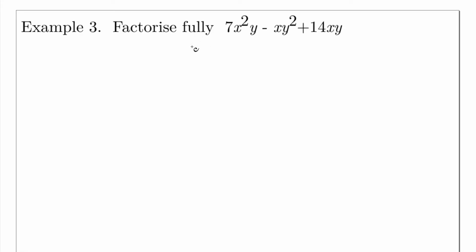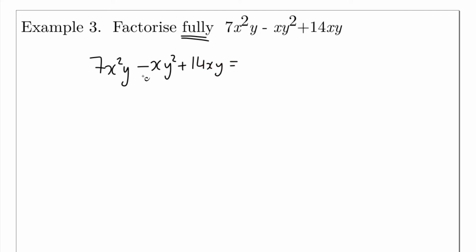Okay, and now moving on to example 3. The question again tells us to factorize fully this expression. This "fully" gives us a hint that we will have to take out more than just one factor out of each of those. So the question is 7x squared y minus xy squared plus 14xy.